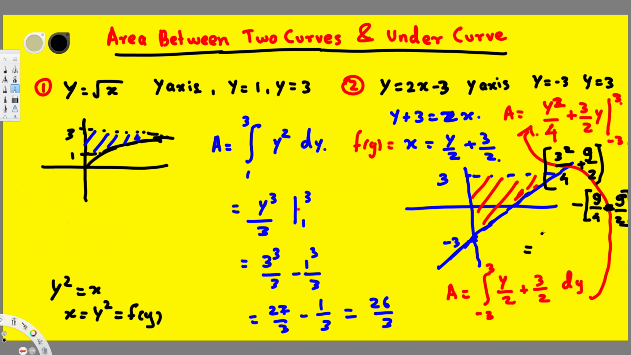So this is 9 over 4 plus 9 over 2, and this is minus 9 over 4, and then minus minus makes this a plus, so here we are going to have plus 9 over 2. If you notice, the 9 over 4 and 9 over 4 cancel, and we are left with 9 over 2 and 9 over 2. That makes 18 over 2, because 9 plus 9 is 18. Finally, we end up with 9, and that's going to be the area of this shaded region.